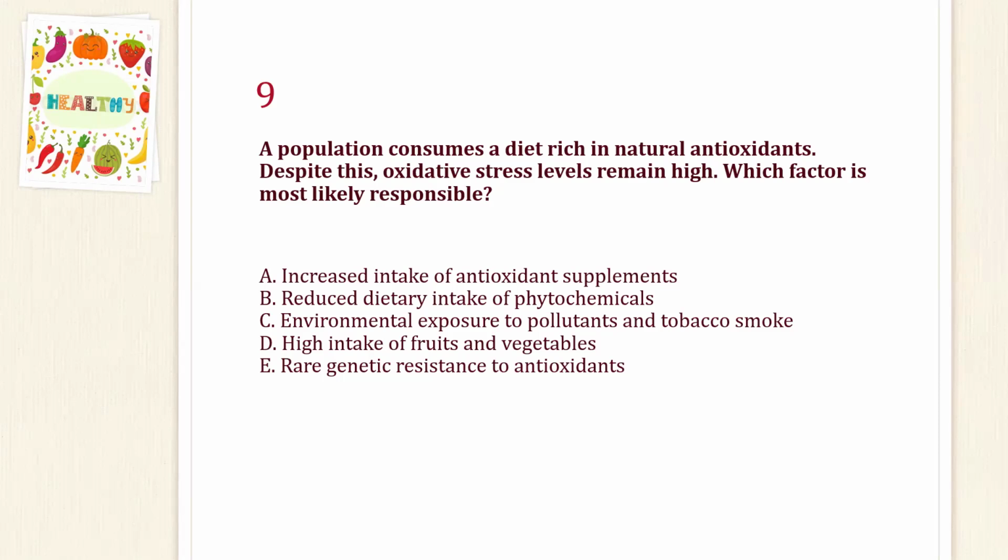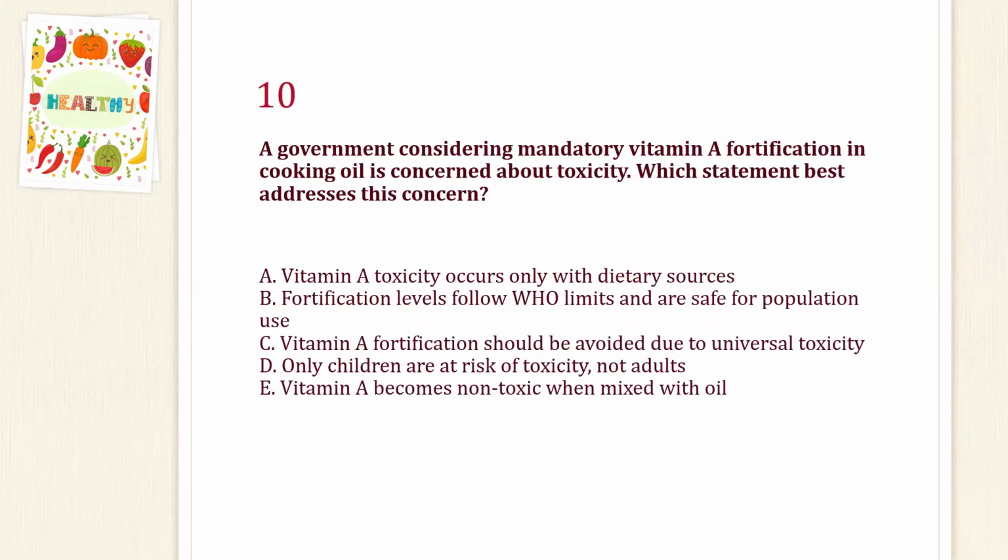The last MCQ: a government considering mandatory vitamin A fortification in cooking oil is concerned about toxicity. Which statement best addresses this concern? A, vitamin A toxicity occurs only with dietary sources. B, fortification levels follow WHO limits and are safe for population use. C, vitamin A fortification should be avoided due to universal toxicity. D, only children are at risk of toxicity, not adults. E, vitamin A becomes non-toxic when mixed with oil. B. Yes, B is the right answer.